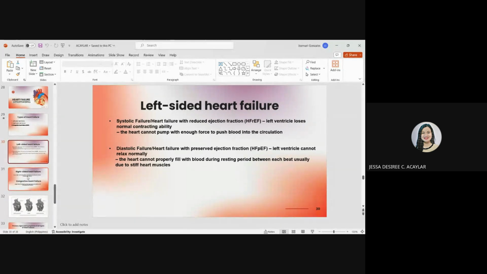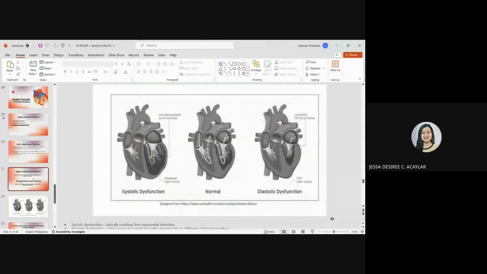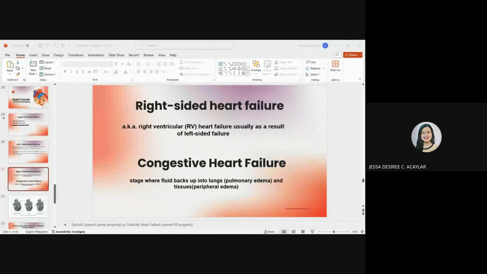Tapos, meron po tayong right-sided heart failure, also known as the right ventricular heart failure. Usually, as a result po siya ng left-sided failure. So, kapag may heart failure na sa left po, automatically meron din po siya sa right-sided heart failure.